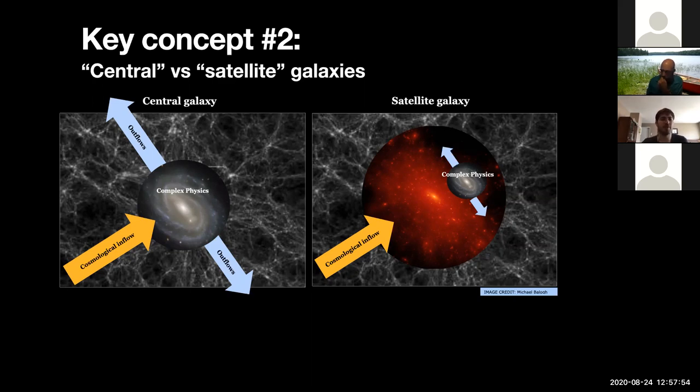But if this galaxy is to fall into a larger dark matter halo, such as a galaxy group or galaxy cluster, it's no longer the dominant gravitational potential. So there's this very large gravitational potential of the cluster, and as cosmological material inflows into the cluster, it doesn't necessarily fall into the galaxy. So the galaxy loses its source of fresh gas, and so it will prematurely end its era of star formation and be quenched earlier than it would if it were a central galaxy.